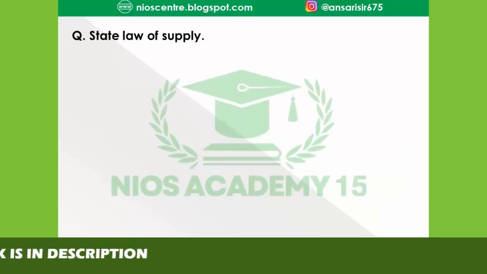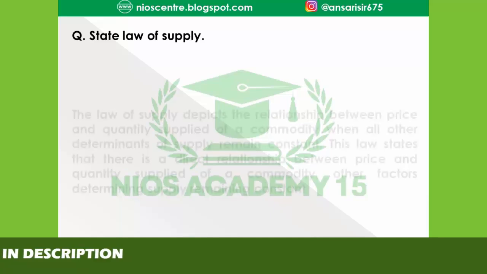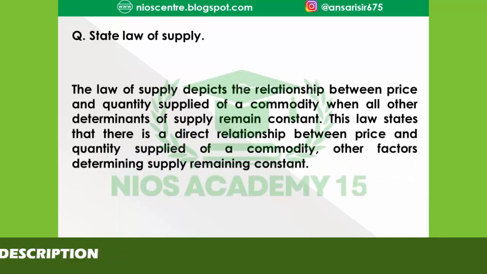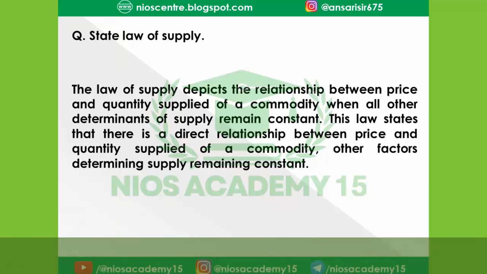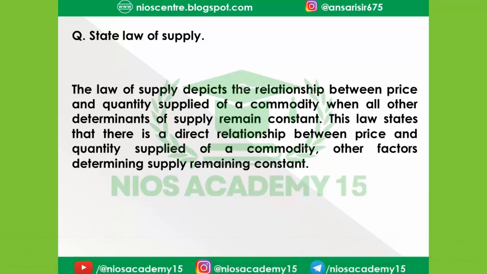Next important question is, state the law of supply. And the answer is, the law of supply depicts the relationship between price and quantity supplied of a commodity when all other determinants of supply remain constant. This law states that there is a direct relationship between price and quantity supplied of a commodity, other factors determining supply remaining constant.